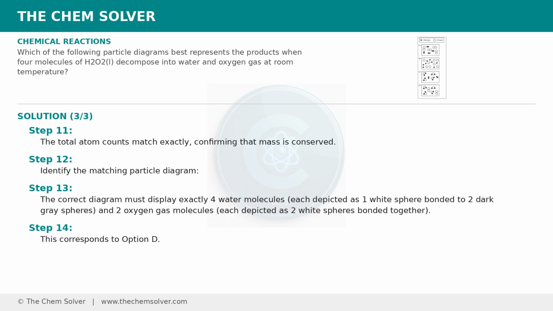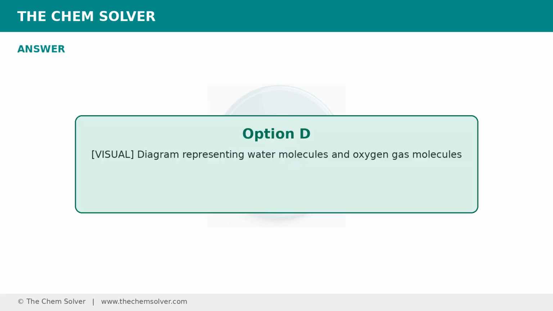Identify the matching particle diagram. The correct diagram must display exactly 4 water molecules, each depicted as 1 white sphere bonded to 2 dark gray spheres, and 2 oxygen gas molecules, each depicted as 2 white spheres bonded together. This corresponds to option D. The correct answer is option D. Visual diagram representing water molecules and oxygen gas molecules.